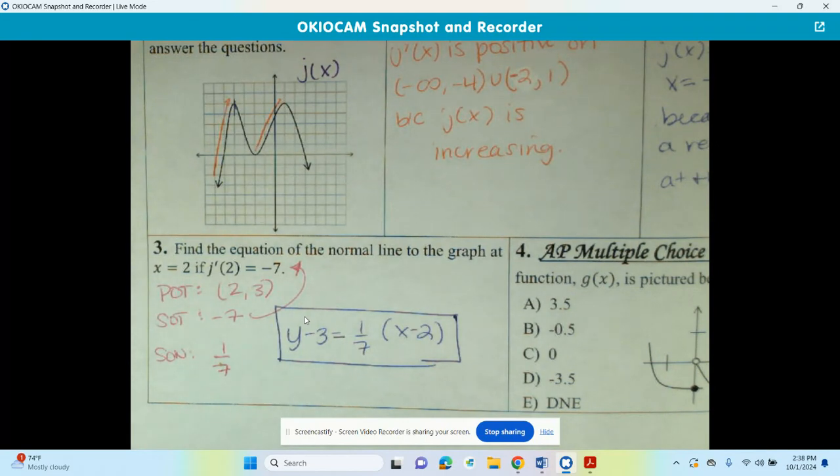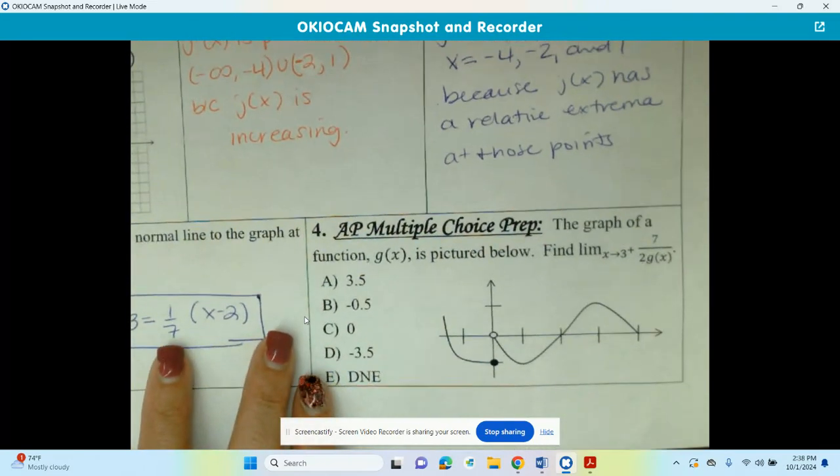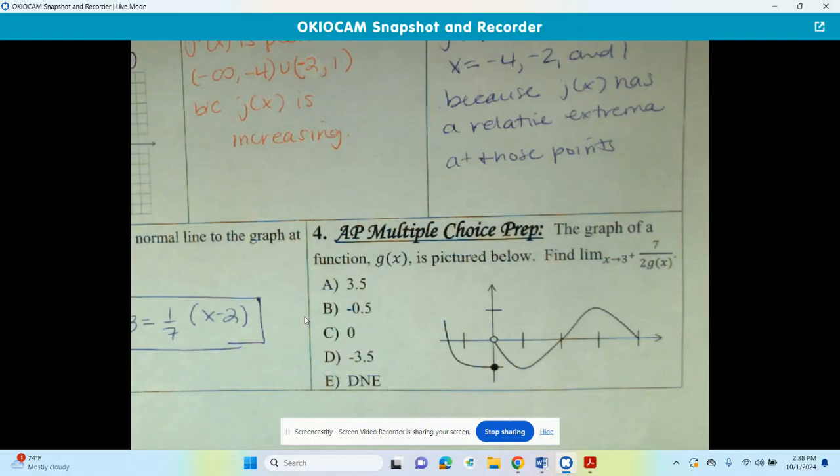All right, and then your answer to number 4. The graph of a function g of x is pictured below. Find the limit as x approaches 3 from the right of 7 over 2g of x.